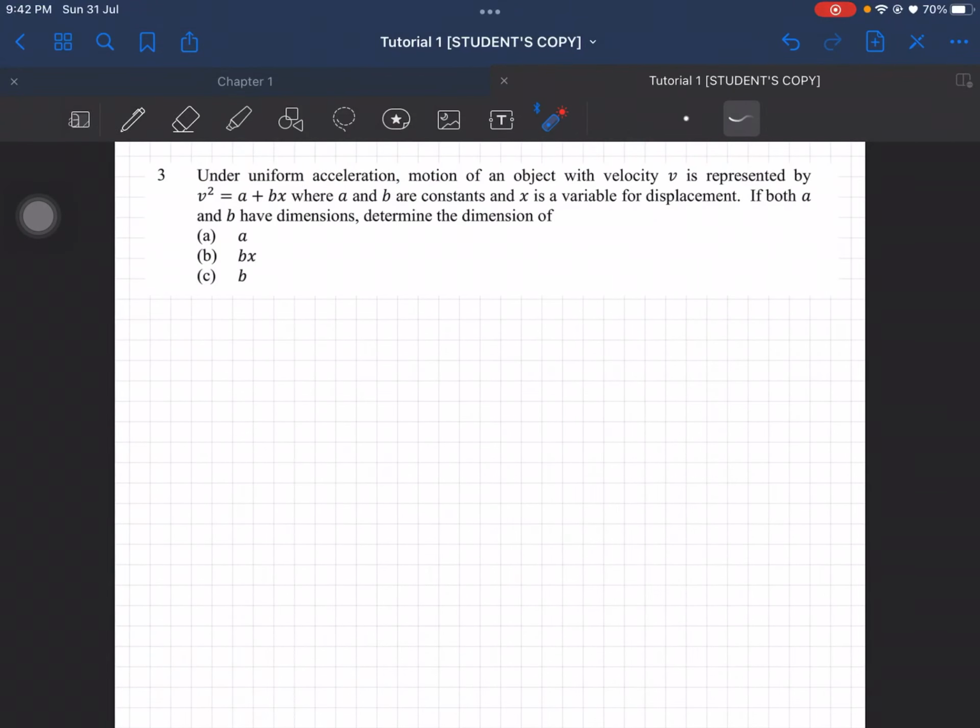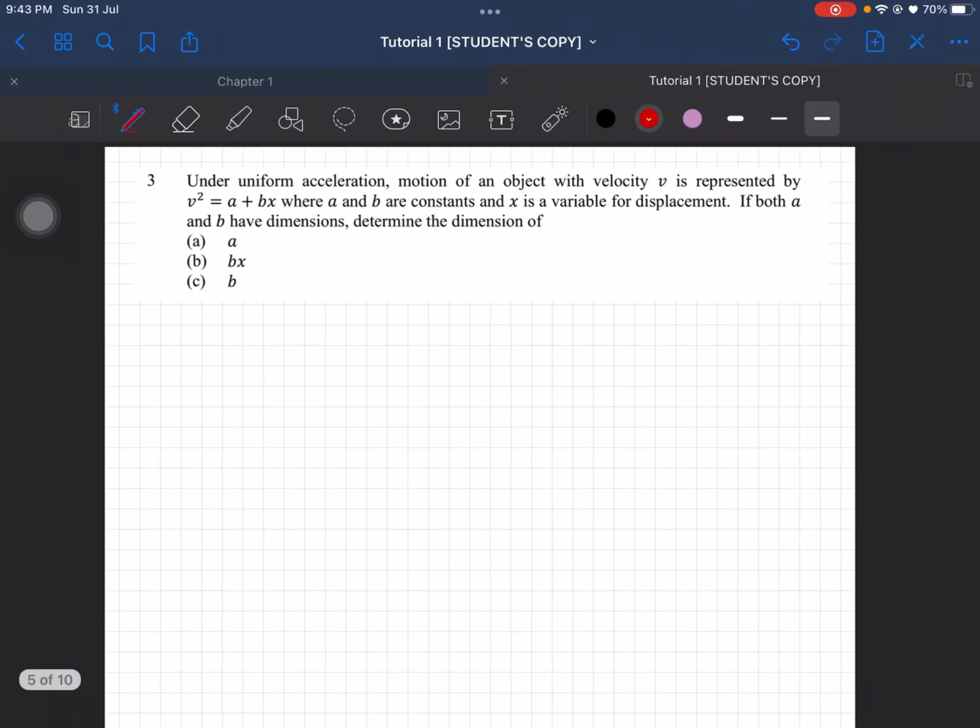Question 3. Under uniform acceleration, motion of an object with velocity is represented by this equation here. So a and b are constants and x is a variable for displacement. So if both a and b have dimensions, determine the dimensions of a, bx, and b.